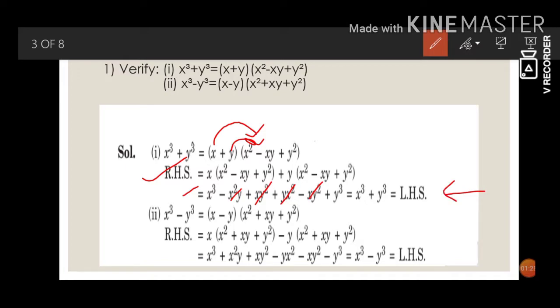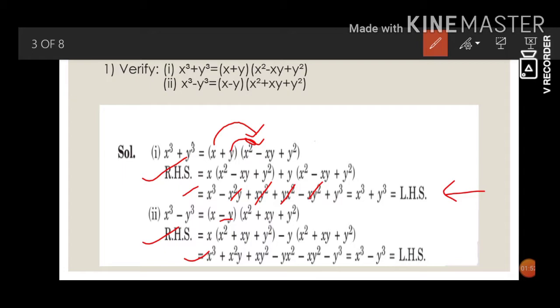Same thing we will prove with subpart 2. We will start from the right hand side and multiply x with the second bracket, and then put a negative sign as we have a negative sign in front of y. So we will put a negative sign and multiply the second bracket again. So we will get x cube plus x square y plus xy square.